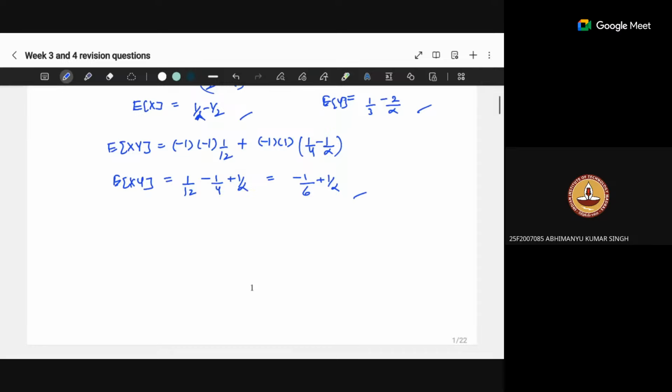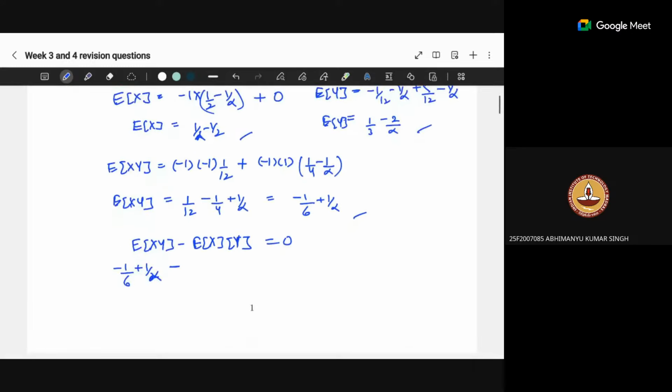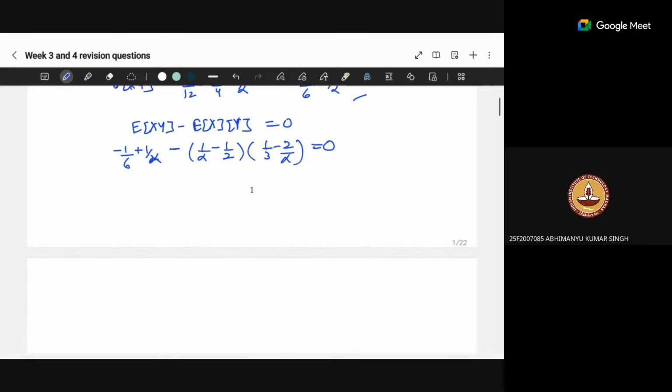Now, the next thing is it is given that covariance is 0. So what is covariance? Expectation of xy minus expectation of x into expectation of y, correct? This is 0. So what is expectation of xy? It is basically 1 by 6 plus 1 by 2 into 1 by alpha. Now, minus what is expectation of x? It is 1 by alpha minus 1 by 2 into 1 by 3 minus 2 by alpha. This will be equal to 0. Now, have you guys solved this equation? Do I have to solve it?